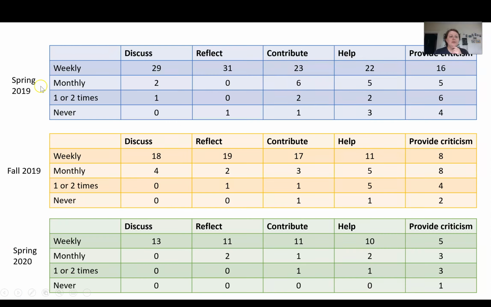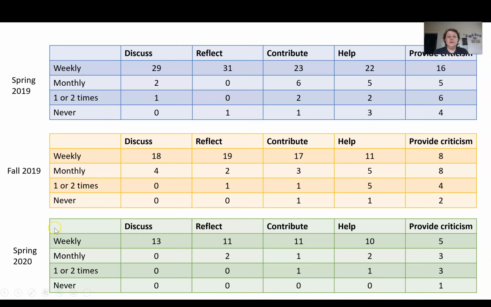So we've been collecting data for over 3 semesters so far. And what you can see here is across the top are the 5 different statements, the things that the students were able to do, and along the side are what they chose in terms of frequency. So you could see that across the board, most students are saying they're doing most of these things weekly.